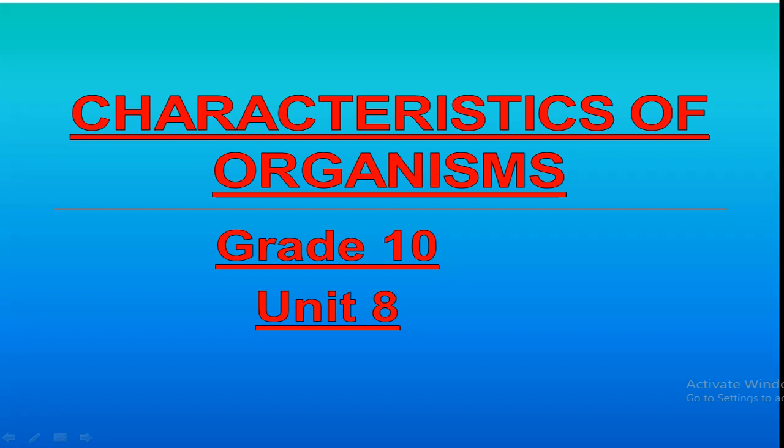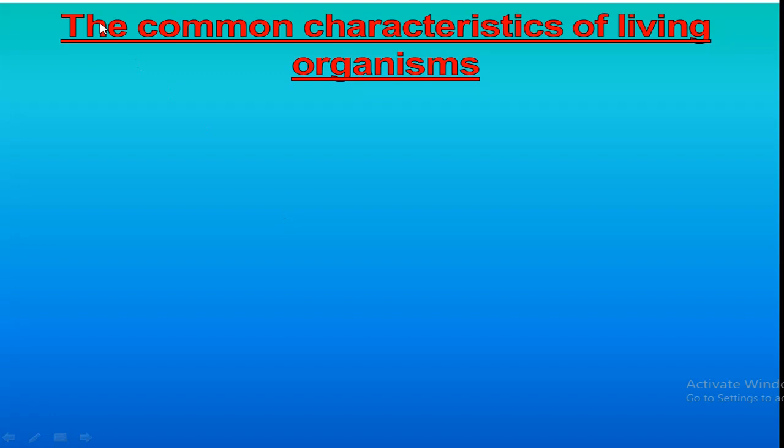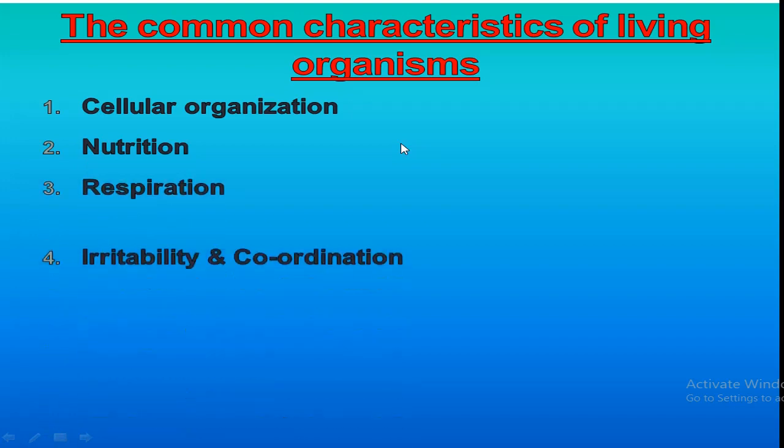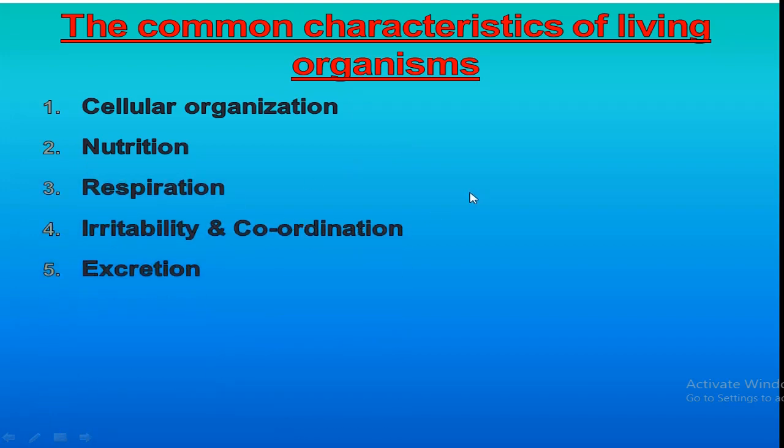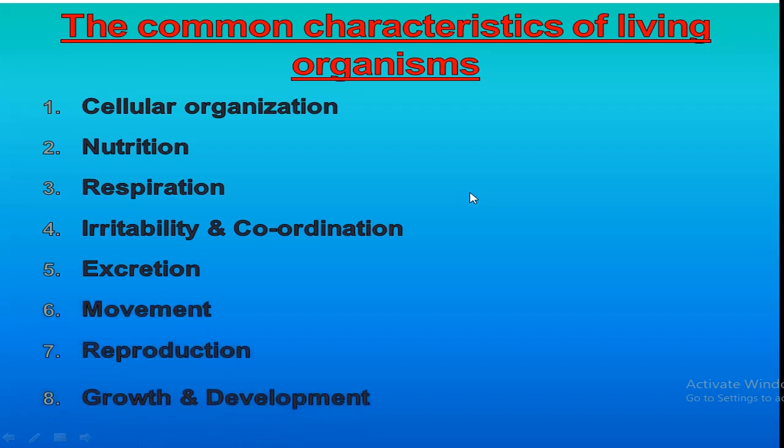The Unit 8 of the Grade 10 Science is Characteristics of Organism. In the characteristics of the organism, firstly we will learn about the common characteristics of living organism. What are the common characteristics of the organism? The common characteristics of the organism are cellular organization, nutrition, respiration, irritability and coordination, excretion, movement, reproduction, growth and development. Those are the common characteristics of living organism.